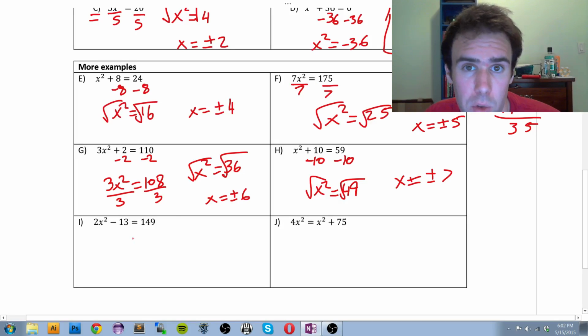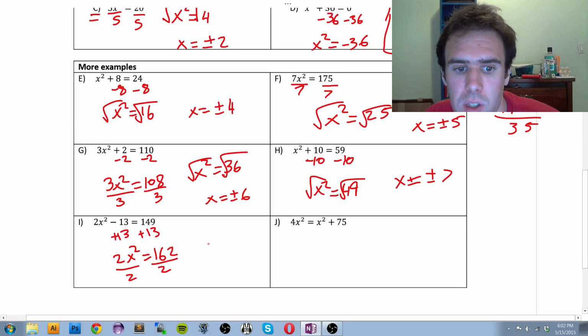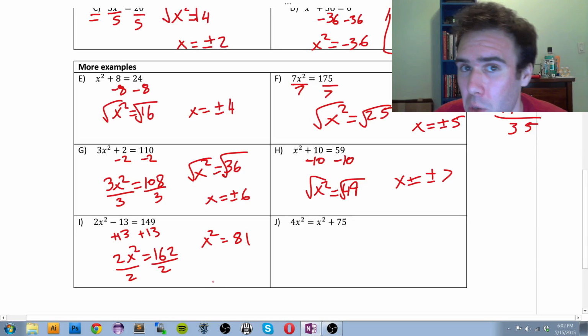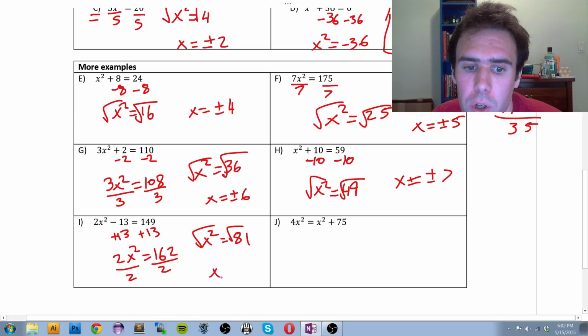Alright, some bigger numbers, nothing to be afraid of here. Plus 13 to both sides, 2x squared equals 162. Luckily, this is a nice number to divide by 2. 16 divided by 2 is 8, 2 divided by 2 is 1, so I broke that up. And the square root of 81 would be not 9, it would be positive or negative 9.